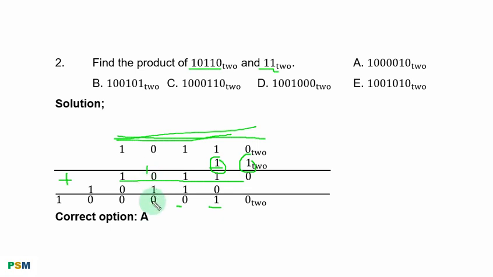You put down 0, you take 1 forward. If you add here, you also have 10. You put down 0, you take 1 forward. When you add, you have 10, 0, 1. By this, the correct option is A.